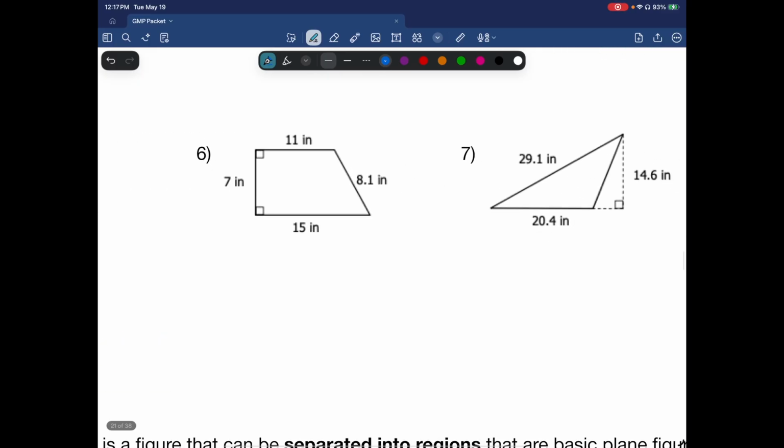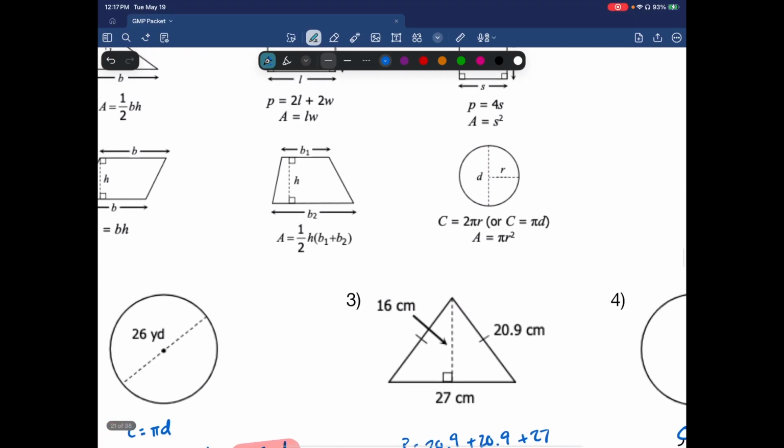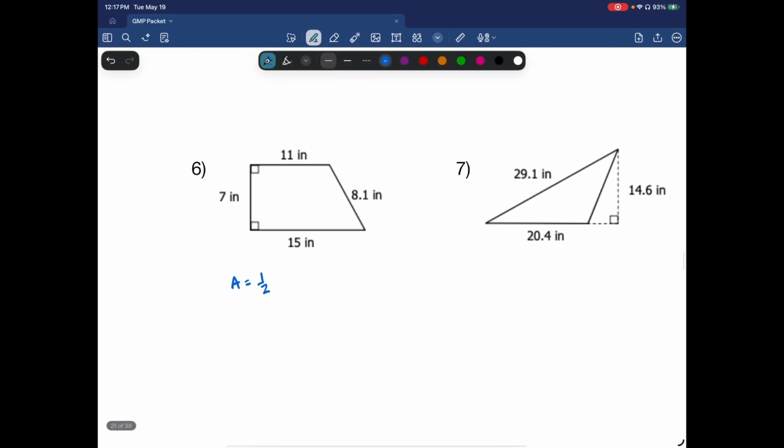Okay, and then 6, like I said, right, so my formula is 1/2 the sum of the bases times the height. So again, if we look up here at our formulas, it's right here. Okay, so my height, again, the base and the height always form a right angle. Here, I have a couple of right angles here, so my height is 7. So it's going to be 7 times the sum of the bases, so you got 11 plus 15. All right, 15 and 11 is 26. Half of 26 is 13. So 13 times 7, that's going to be 91. So you can use a calculator. I'm just saying. 91 inches squared.